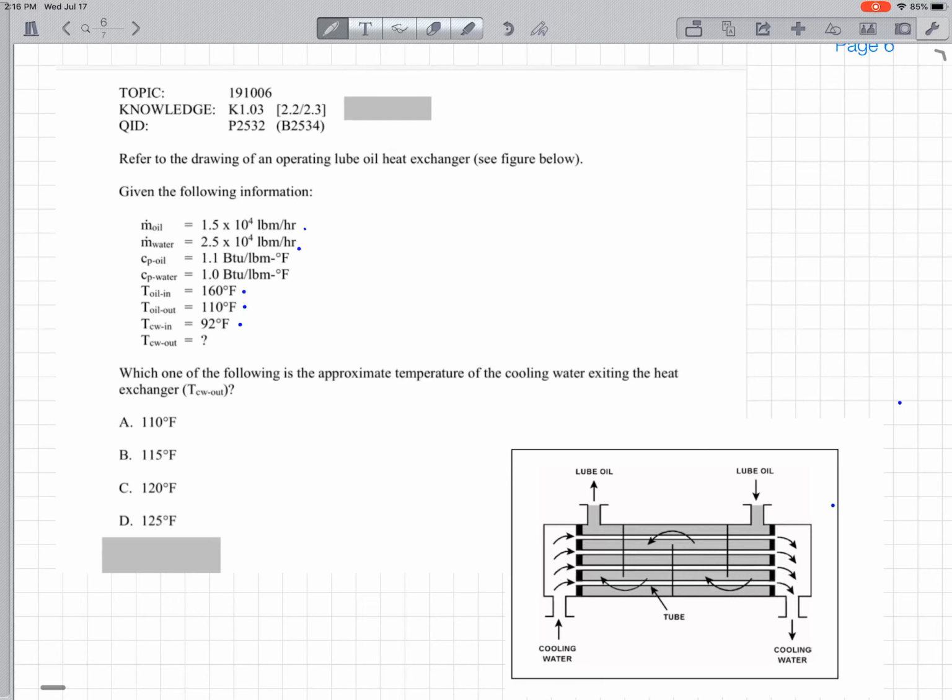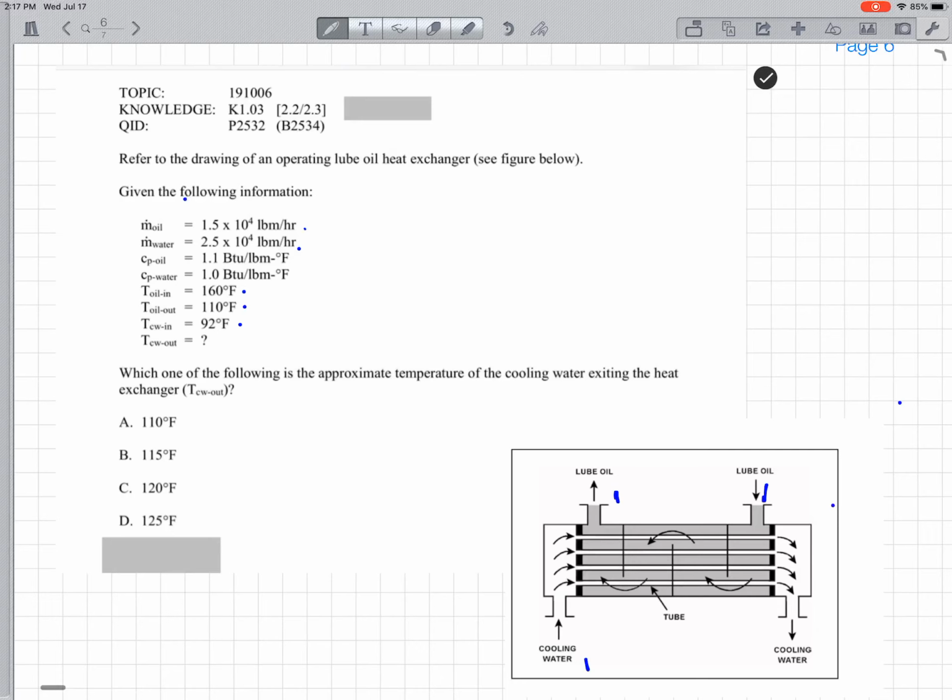Refer to the drawing of an operating lube oil system, lube oil heat exchanger, see figure below. Alright, lube oil is coming in the shell side, and coming out of the shell side over here. Cooling water's coming in, so it's a cross flow heat exchanger, and cooling water flows on the tube side of this heat exchanger. Alright, so we refer to the drawing.